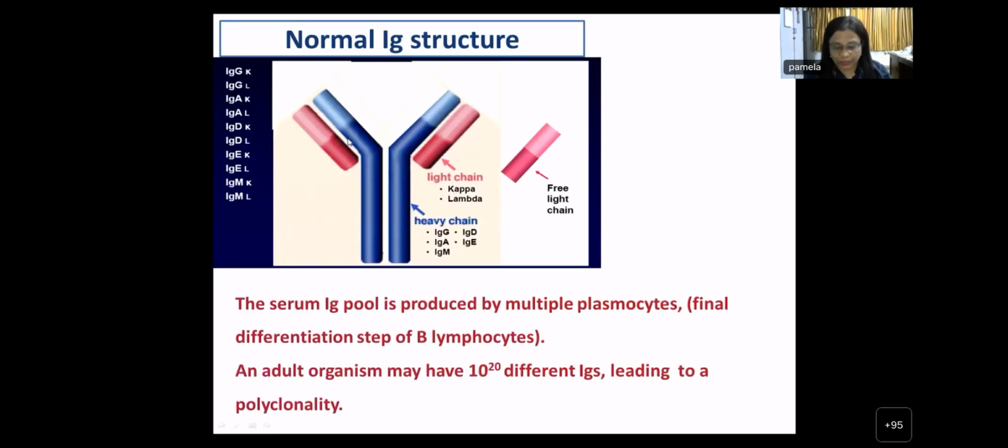So this is a normal immunoglobulin structure. It is Y-shaped, which you will know, and it has a heavy chain and a light chain, which are attached by disulfide bonds. As we know, we have 5 different types of heavy chain, that is G, A, M, D, and E, and 2 different types of light chain, that is kappa and lambda. The serum immunoglobulin pool is produced by multiple plasma cells, which are the final differentiation step of the B lymphocytes. An adult organism may have around 10 raised to 20 different immunoglobulins, leading to polyclonality.